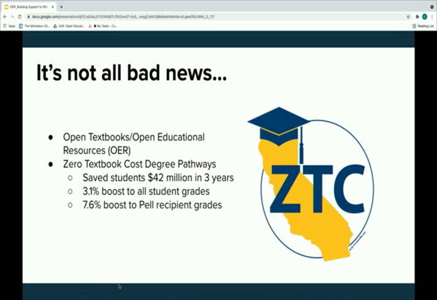All students felt that bump. Across the board, there's about a 3.1% bump in the grade point average. But if you were a Pell Grant recipient, that number was 7.6. So while all students benefit, students that come from economically vulnerable places often benefit a whole lot more, which makes sense to me because you've completely removed that cost barrier. So this is the context we're going to be moving on to the next things in.